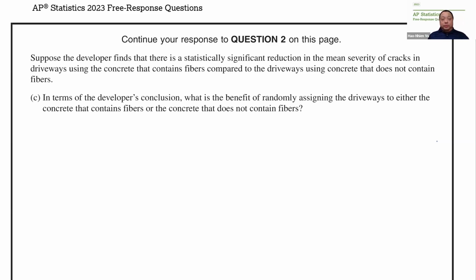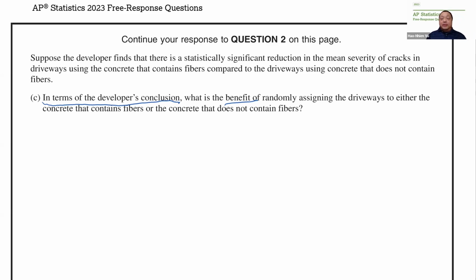This is very similar to question 2B in 2022. That question is a little bit ambiguous. So the wording here makes it clearer. They want you to identify a benefit of something, and they specifically want you to do it in terms of the developer's conclusion. Why do we randomly assign things? The general idea usually is so that if there's some sort of external factor, like a confounding factor or a lurking variable, then it sort of evens out when you randomly assign things.